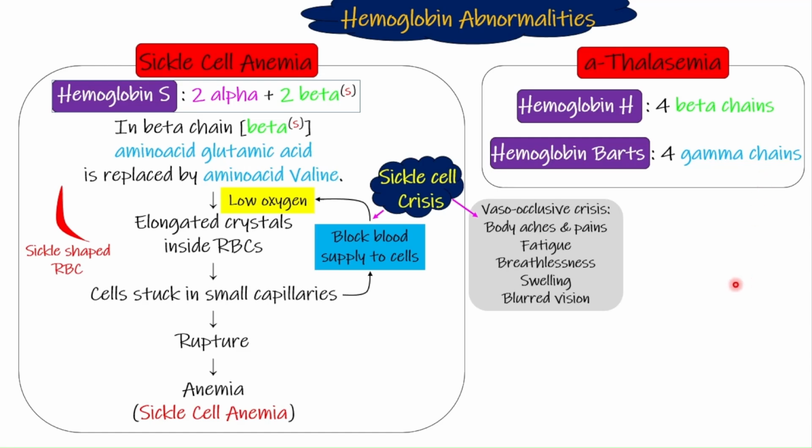Okay, so these were the hemoglobin abnormalities written in Guyton. So this is it. See you in the next part.